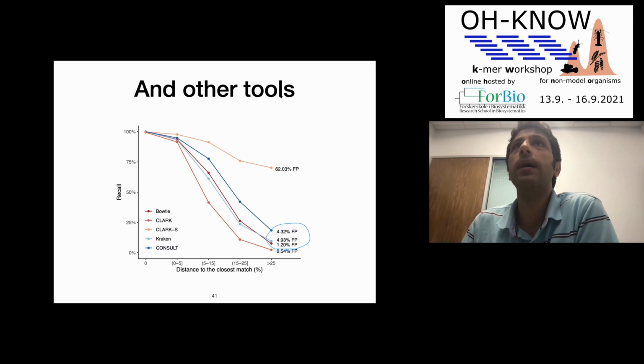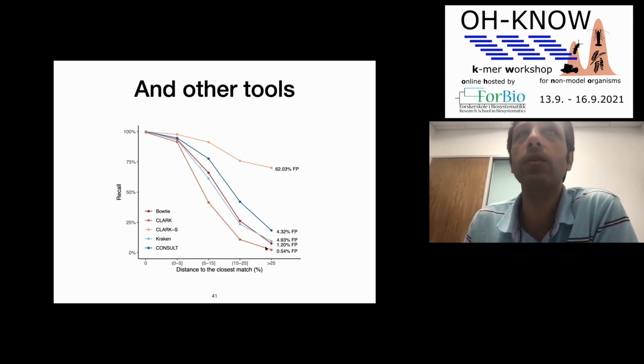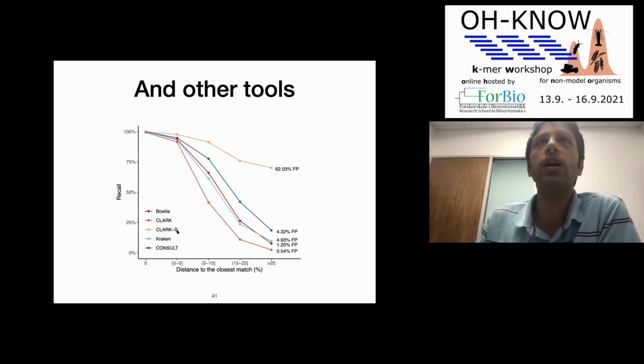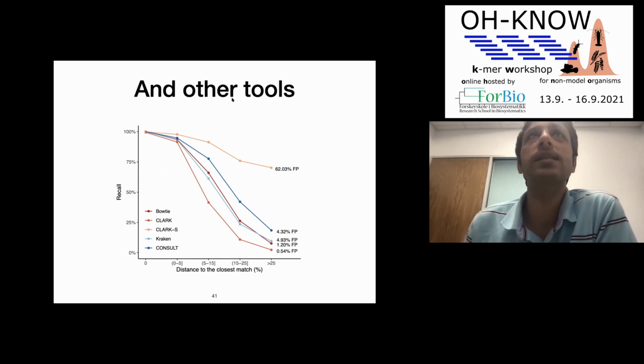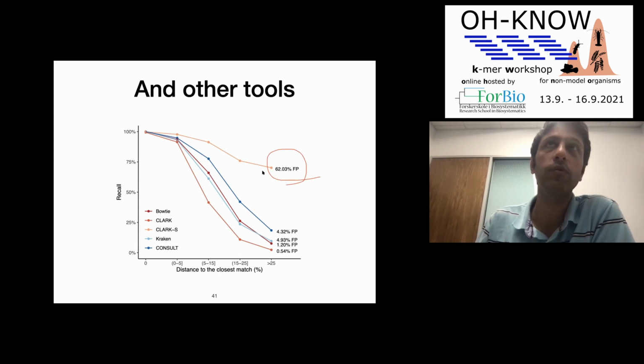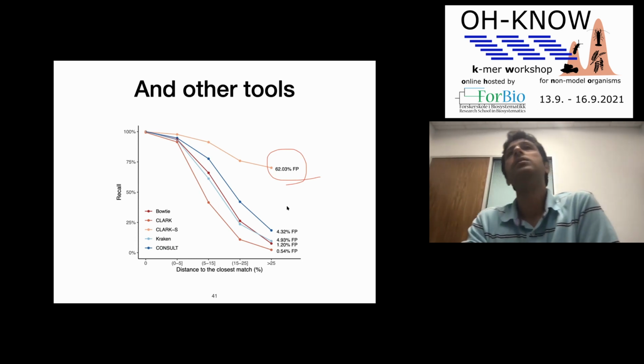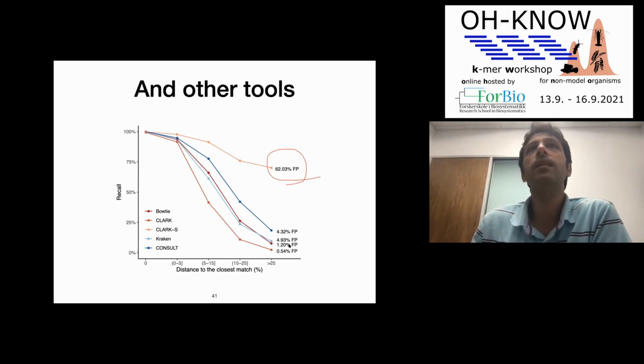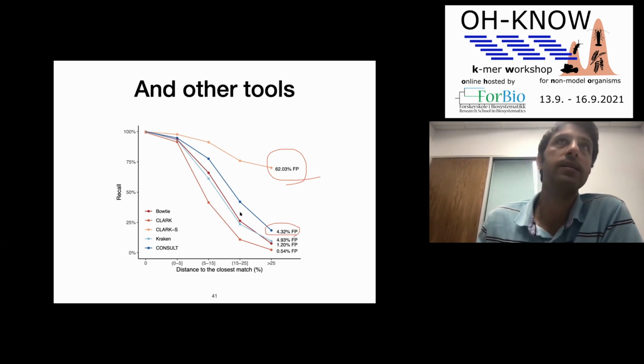If you use Clark in its default setting, it's not quite as good. There's something called Clark sensitive. It really increases the recall, but that's not useful for us because in our case, it was also giving us 60% false positive. Basically, it was also removing non-contaminants, like good reads. It was removing good reads as well. So that's not useful, right? So among all the tools with low false positive rates down here, our method, Consult, had the best recall.